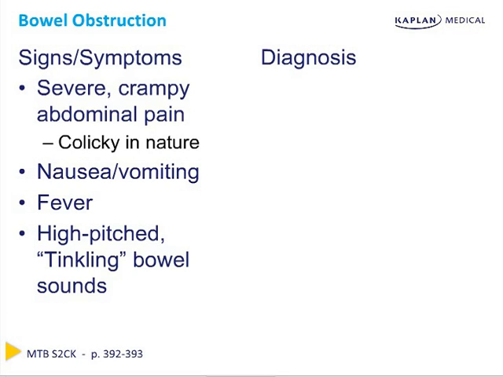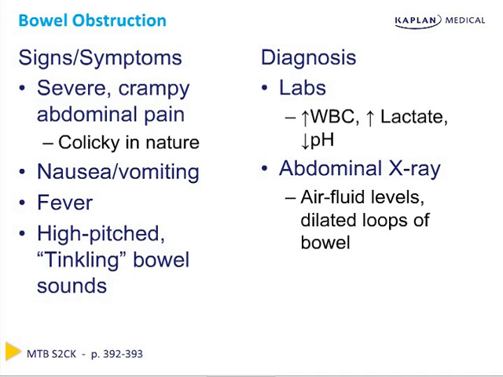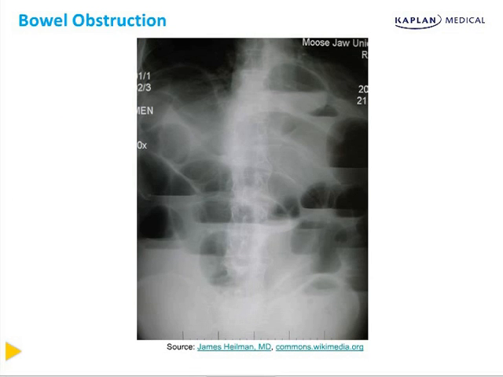Diagnosis of a bowel obstruction is suggested by labs and confirmed by radiology. Common lab findings that suggest a bowel obstruction include leukocytosis, as well as a lactic acidosis that results from poor perfusion of the bowel, secondary to the elevated intraluminal pressure. Diagnosis is further suggested by an abdominal X-ray, showing the classic findings of air fluid levels and dilated loops of bowel. This X-ray displays a small bowel obstruction.